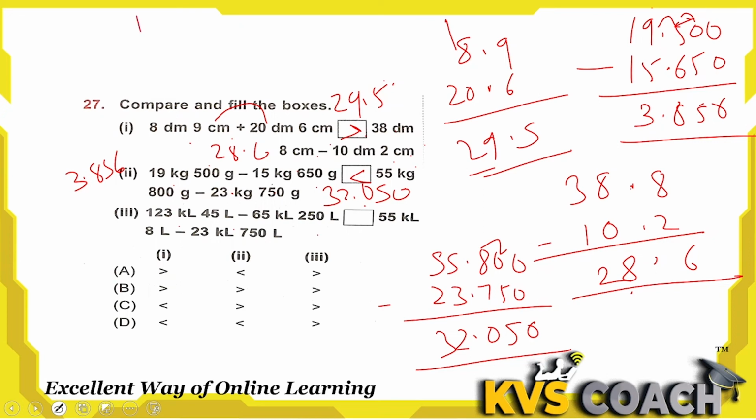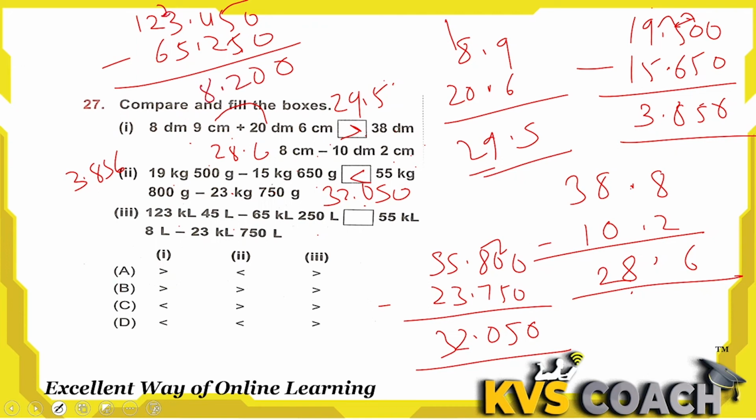So here we will put 123.45 minus 65.250. Okay, so what will be the value? 0, 0, 4, 2, 2, 13 minus 5 is 8, and here it is 1, 11 minus 6 is 5. So 58.200 is the first part.